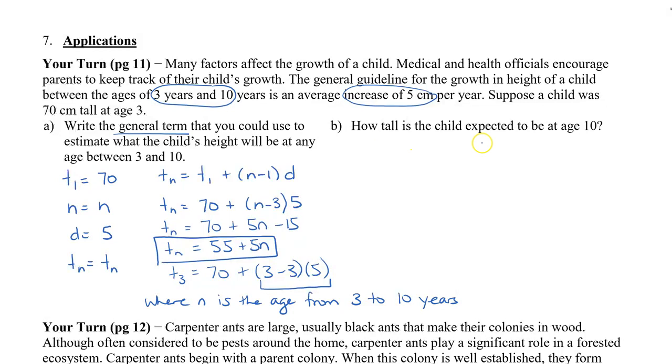Part B says how tall is the child expected to be at age 10. Now we can actually use our formula because n is the age. So T10 equals 55 plus 5 times 10. T10 is 55 plus 50. And when the child is 10, they are 105 centimeters tall. So read the questions very carefully, and you might want to set it up depending on what you want the n to represent. In this case, we want it to represent the age and not the term or the position of the sequence.